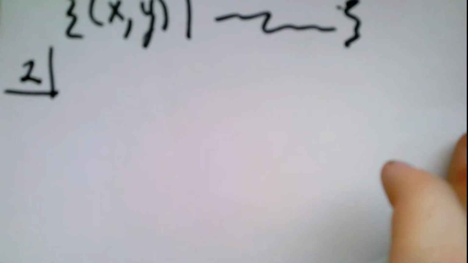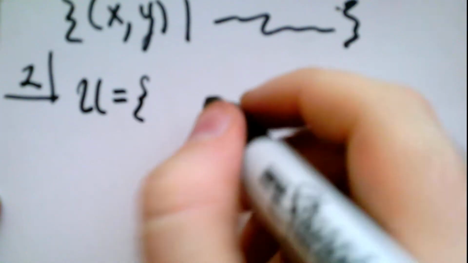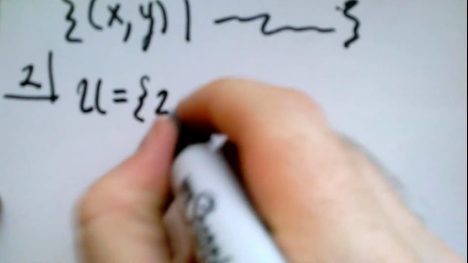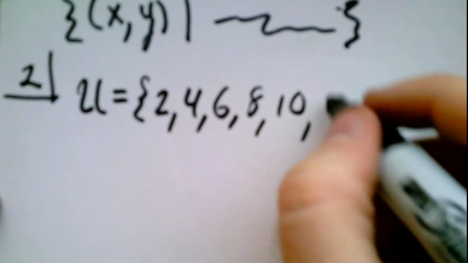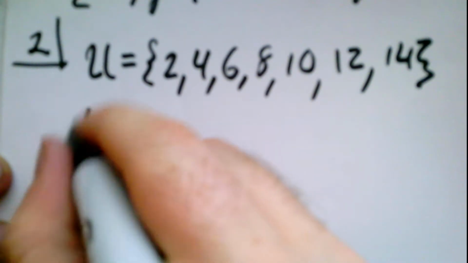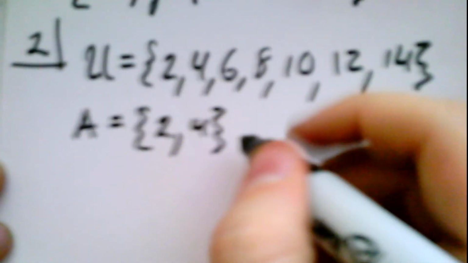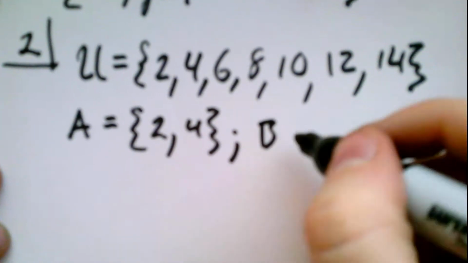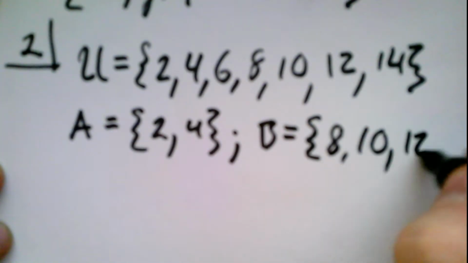Okay, so how about we define some sets right now. We will say that the universe we're working with will be the set 2, 4, 6, 8, 10, 12, 14. And we'll define 2 sets to start off with, and we might need more later. Let A be the set 2, 4, and B be the set 8, 10, 12, 14.